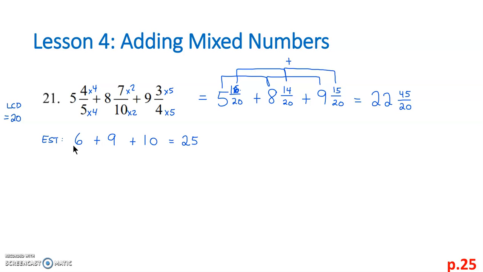I can see that the fractional portion here is an improper fraction, so I need to change that to a mixed number. So 20 goes into 45 twice, with 5 left over out of 20. And I need to reduce that fraction to lowest terms. So I'm going to divide by 5. So this will give me 2 1/4. And I must remember that I had 22 and 45 20ths. So I need to add my whole numbers together at the end. So this will equal 24 1/4. And that's pretty close to my estimate of 25. So my actual answer is 24 1/4, and my estimate is 25.